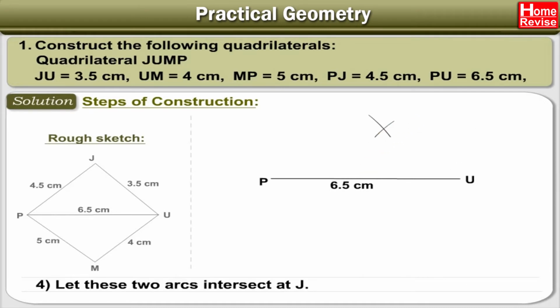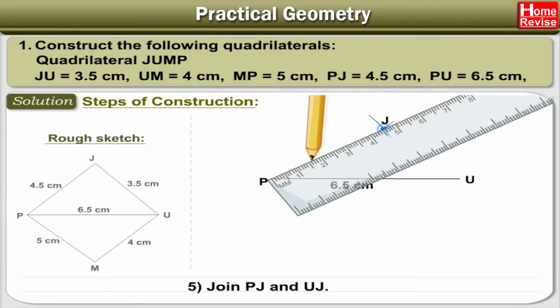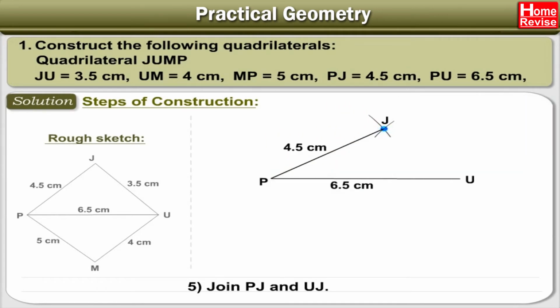Number 4. Let these two arcs intersect at point J. Join PJ and UJ. You have a triangle PJU.